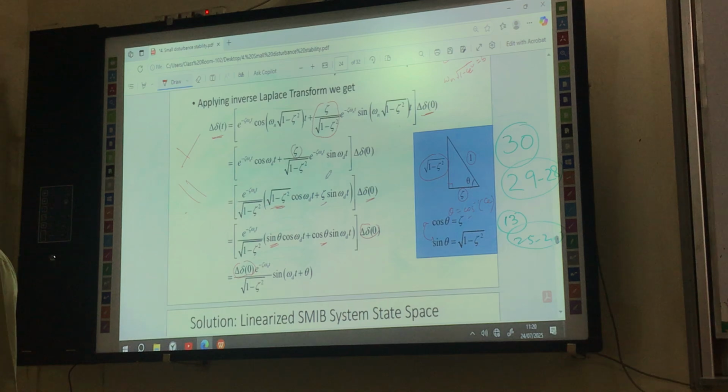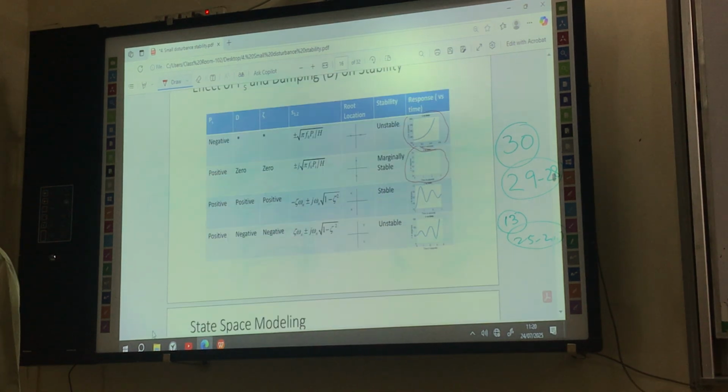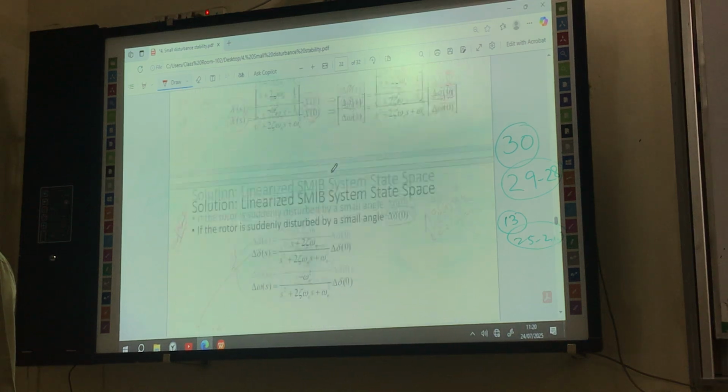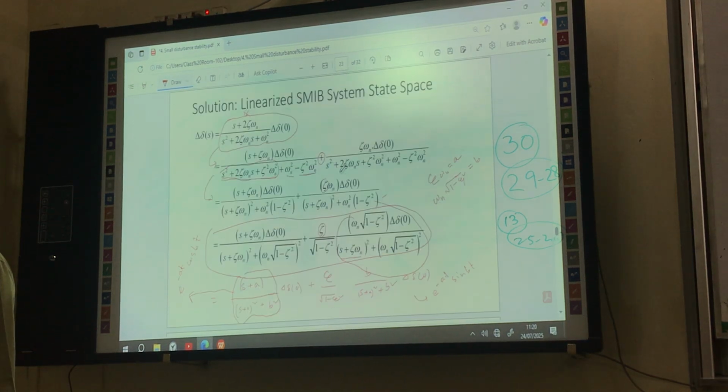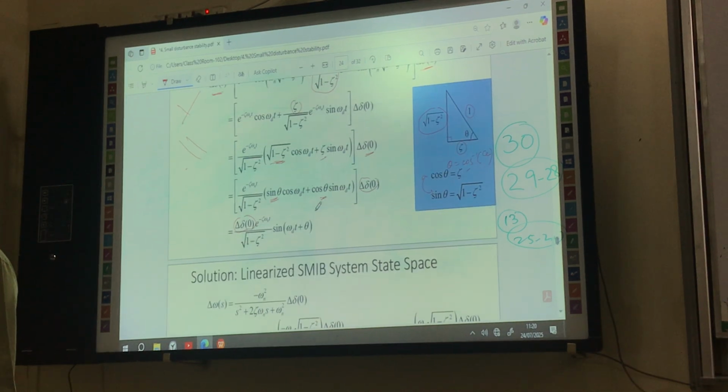Because to plot this type of graph, you need the initial values as well as the final values, right? Otherwise you can plot it randomly. So you need these values, you need the final values, you need the stable values like this. That's why we are trying to get the time domain value of our delta. Do we have any confusion up to now? No, right?